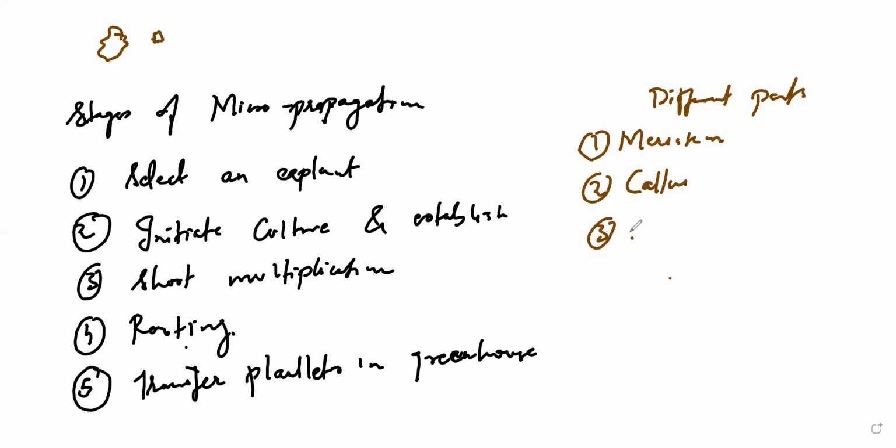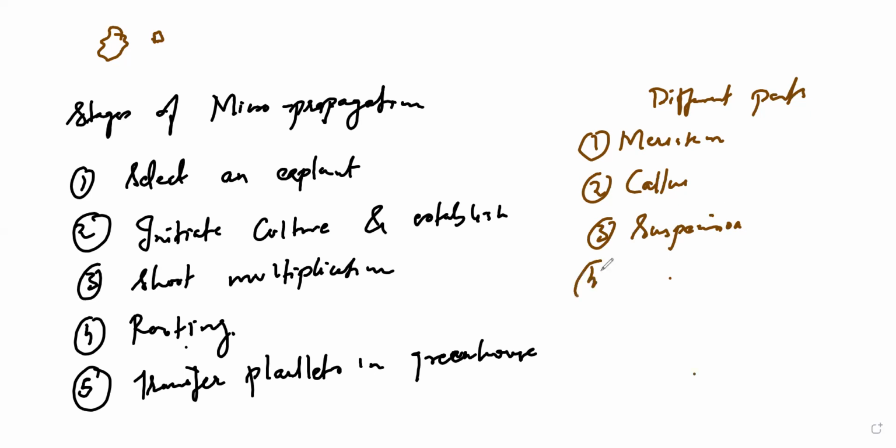Third is you can use suspensions. Suspension is nothing but a liquid-like media. Whatever cells are there, you put into this liquid-like media. You provide the required air and sterile nature for them, and they will grow.